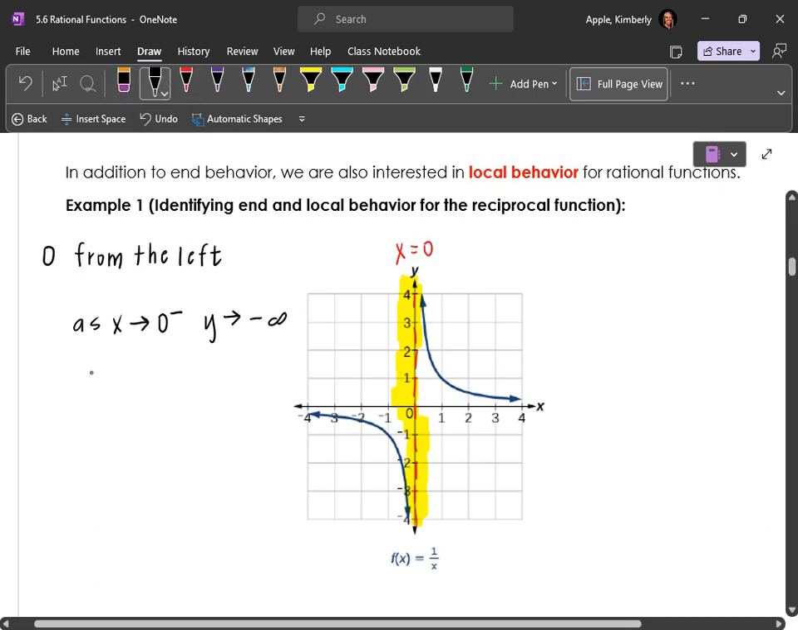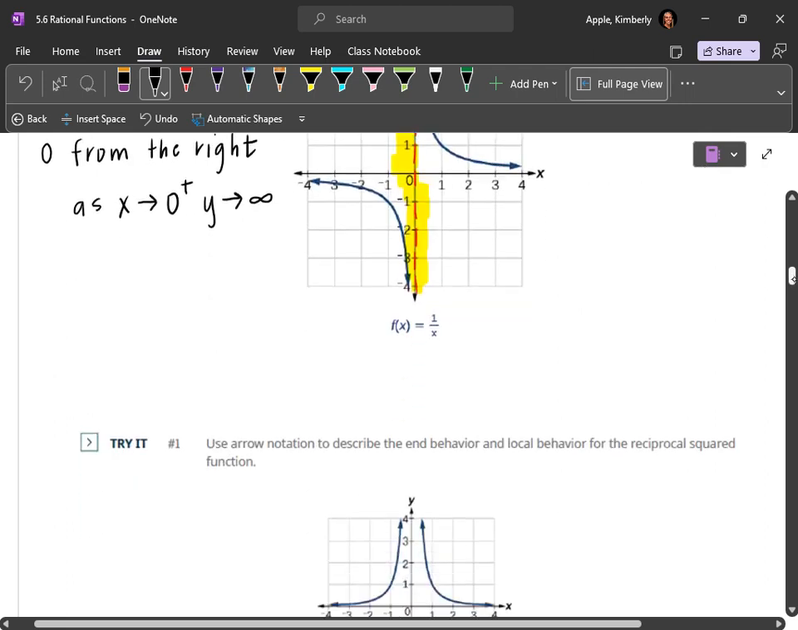And now we need to look at as we approach 0 from the right. If we use negative to denote from the left, we're going to use positive to denote from the right. As x approaches 0 from the right, what is the y value doing? We can see that as we approach from the right, it's going positive infinitely. So that's going to be positive infinity. So this is the local behavior.